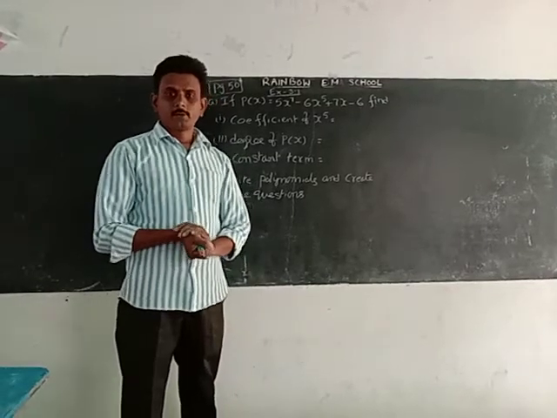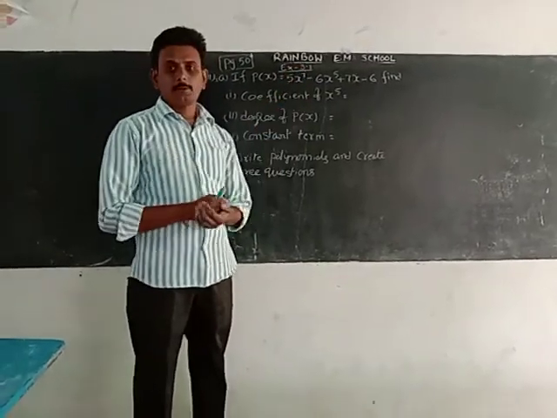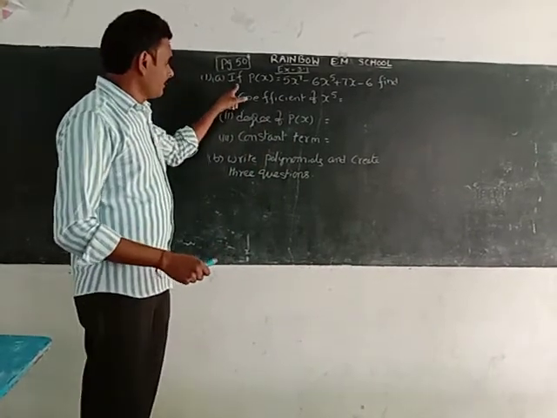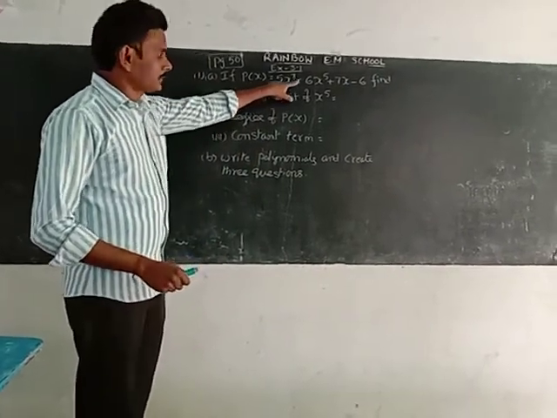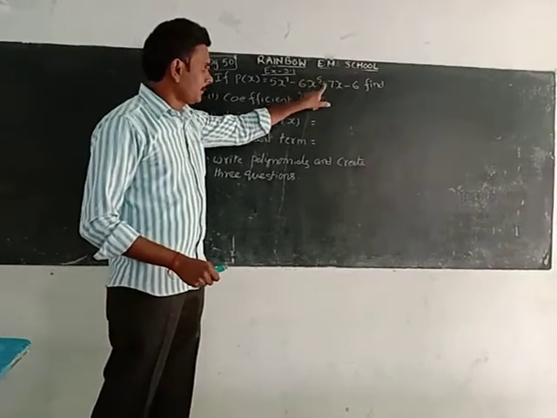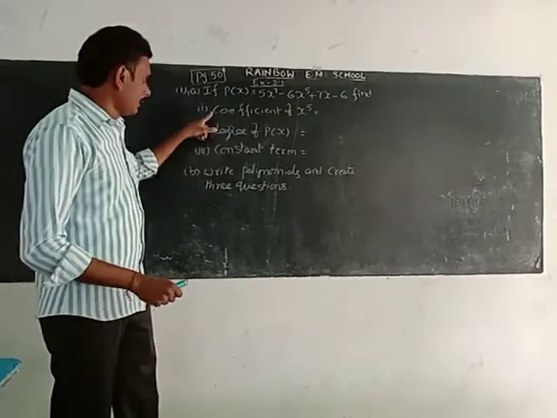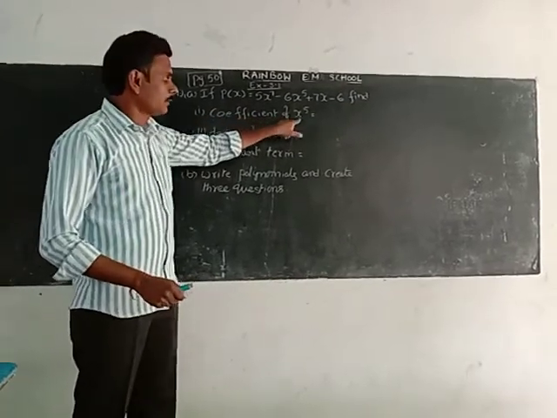Hello students. Okay, today we will discuss exercise 3.1 in the chapter polynomial. What is the question here? If p of x equals 5x power 7 minus 6x power 5 plus 7x minus 6, find the following. These we want to calculate. What is the first question? Coefficient of x power 5.